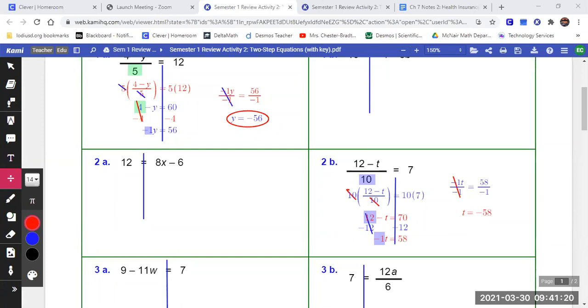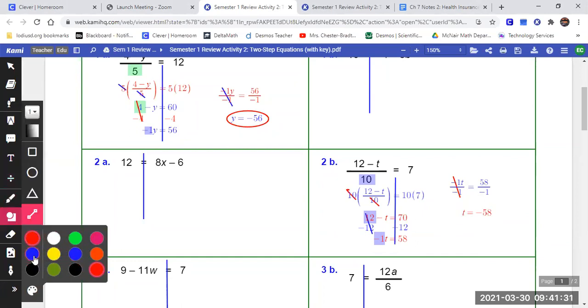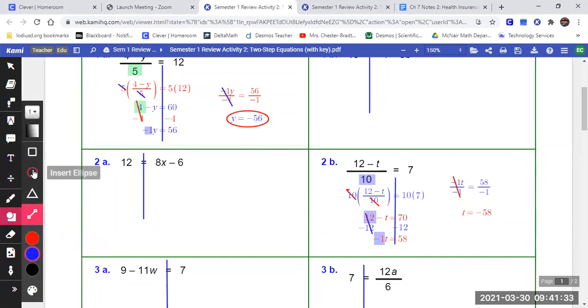All right. So that's t equals negative 58. 3b is the same thing, right? 3b is the same thing. So we're going to do 3b. We're just getting in practice and doing the ones that are similar first.